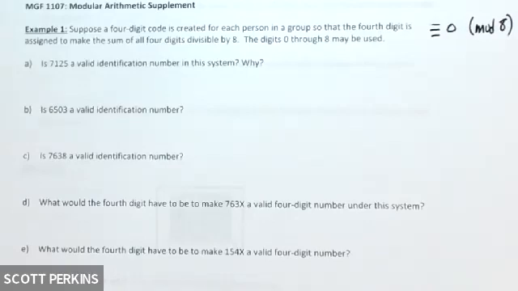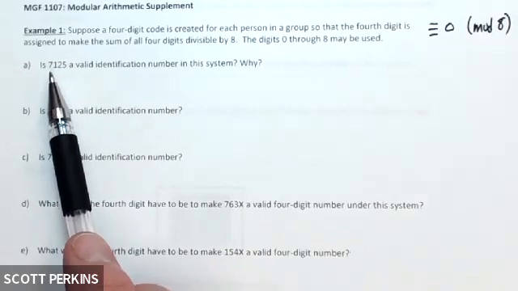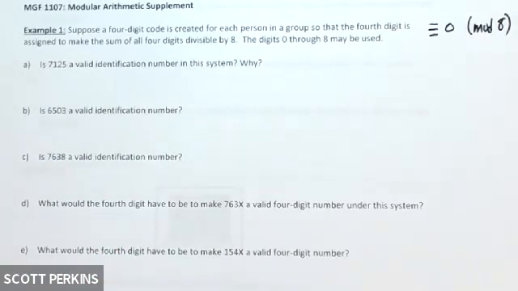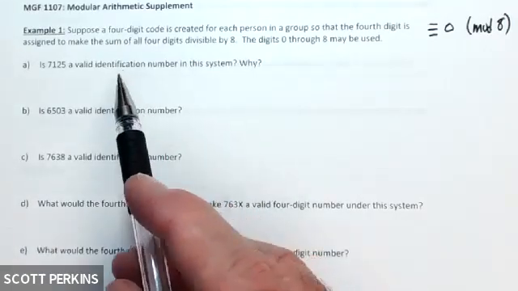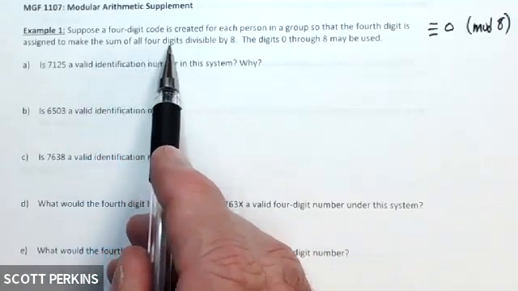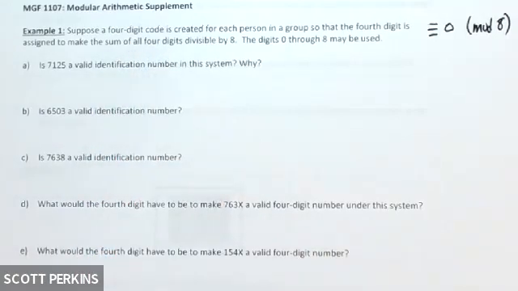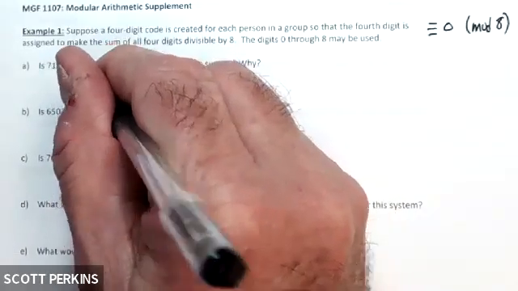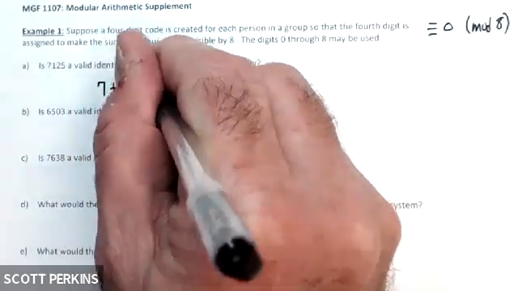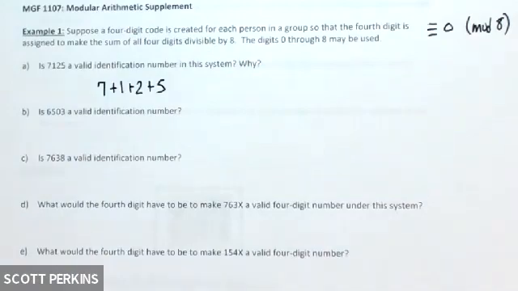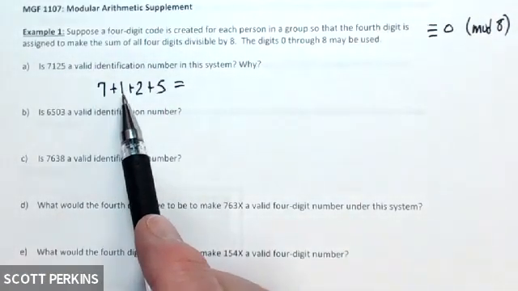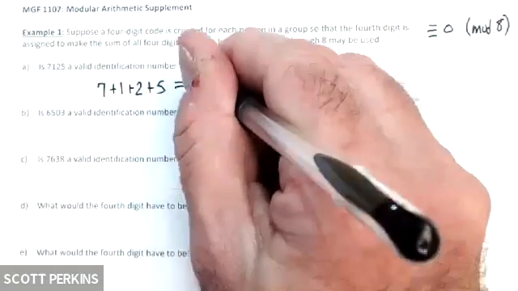So here's what we're going to do. This first problem, we're just going to say, okay, somebody has the code 7125. I want to know, is this a valid code? Why or why not? The rule is that the sum of all 4 digits is divisible by 8. So the way I'm going to check is 7 plus 1 plus 2 plus 5, that's the sum of the digits. When I pop that into my calculator, 7 plus 1 is 8, plus 2 is 10, plus 5 is 15.